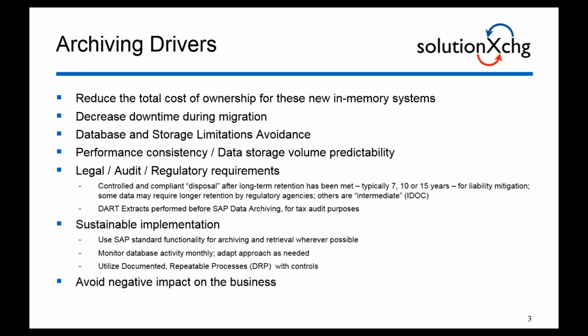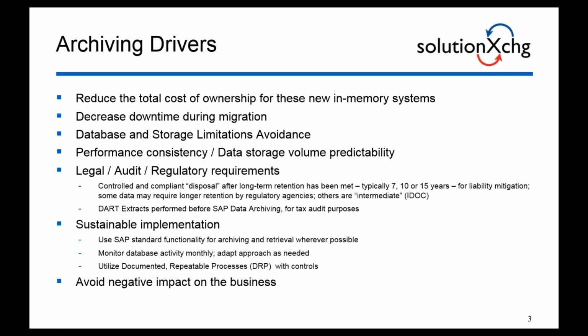Performance considerations and consistency and data storage volume predictability are also important. If you have certain pain points in your system, tables that aren't performing well, indexes that aren't optimized, archiving can assist in that effort by reducing the size of the tables. You can rebuild the indexes with a smaller amount of data in those tables.